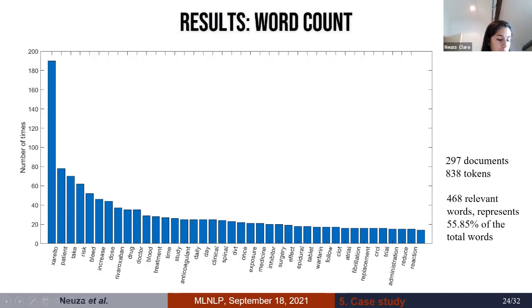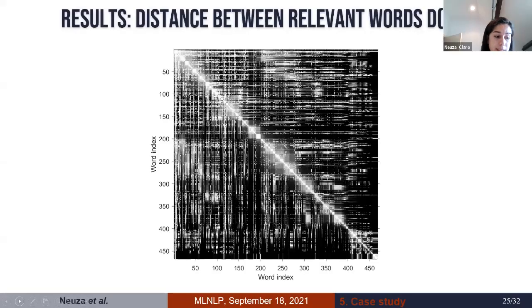After applying the word relevance matrix, we get 468 relevant words, which represents 55.85% of the total words. Here the distance between relevant words is represented. On each axis, we have the index of the words, and the closer to white the color, the smaller the distance between words. This image was used to verify if the distances were being calculated correctly.